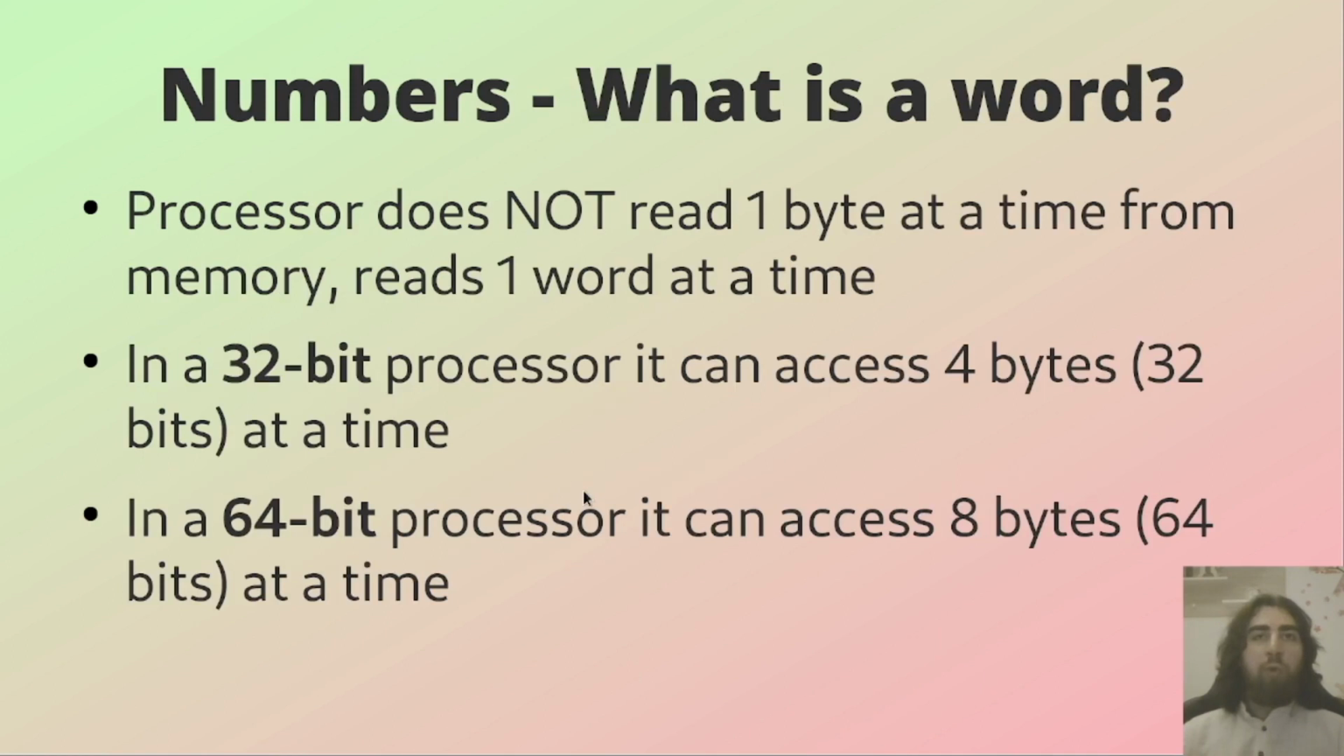So what is a word? You have to understand that the processor does not read 1 byte at a time from memory, it reads 1 word at a time. So in a 32-bit processor, it can access 4 bytes or 32 bits at a time, and in a 64-bit processor, it can access 8 bytes or 64 bits at a time.